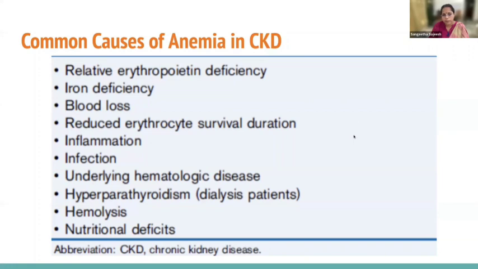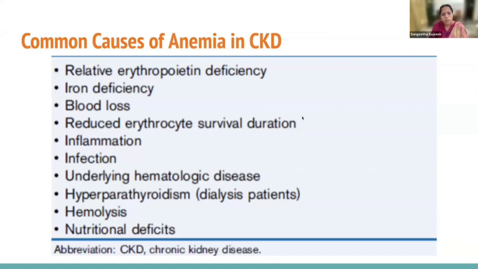So there are many other reasons why there could be anemia. The major causes are iron deficiency, then blood loss, reduced erythrocyte survival duration, then inflammation, infection, then underlying hematologic diseases, then hyperparathyroidism, hemolysis, nutritional deficits, etc. Along with that, we have to add underdialysis as well.